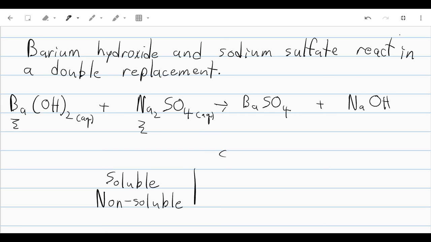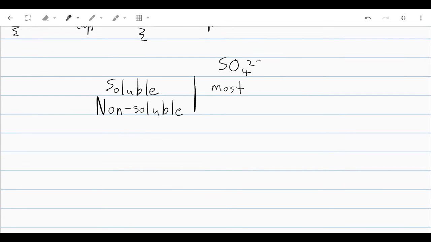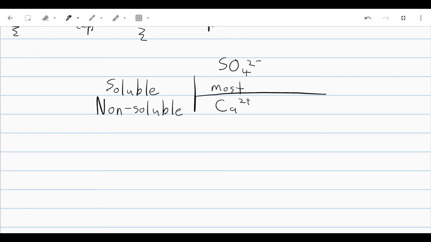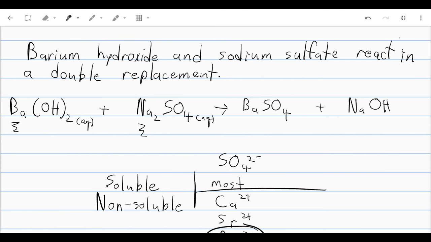For sulfate, I see that the soluble row says most. Okay, so odds are it's non-soluble, but we have to check. What are the things listed under non-soluble then? Well, we see that there's silver. We see that there's lead 2. Oh, sorry, I was looking at the wrong row. Okay, let's try that again. We see that there's calcium. We see that there's strontium 2. We see barium. So this is going to tell us that our barium sulfate is going to be a solid.